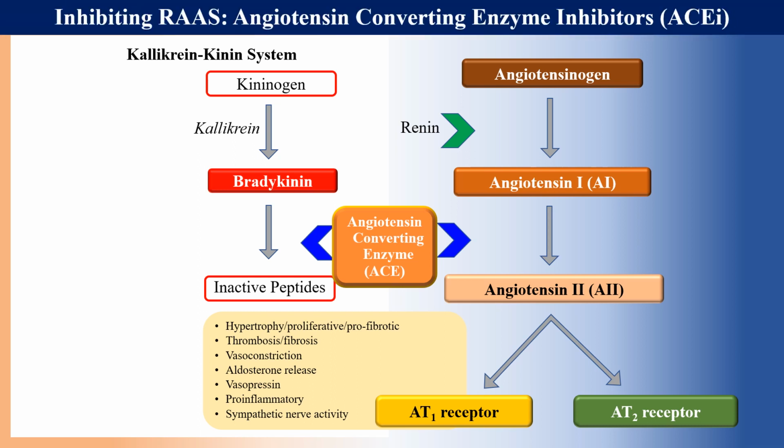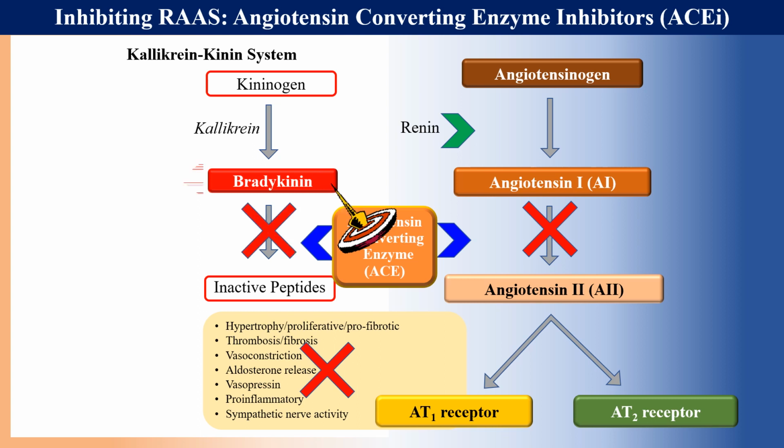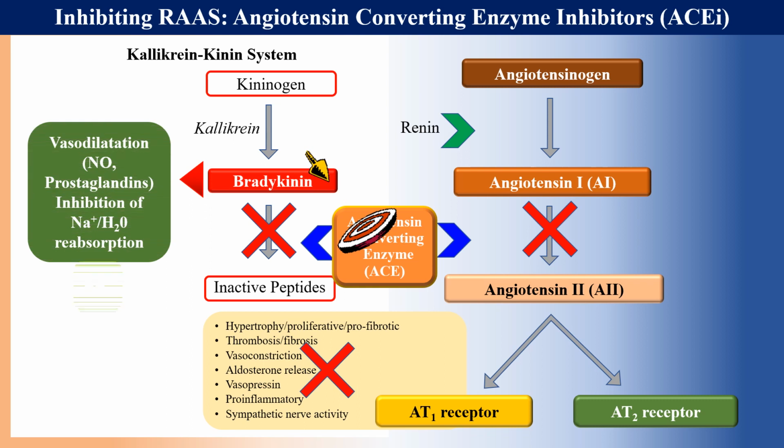Let's see how we can block the overactivated RAS system to inhibit its untoward effects. We can first try to block the angiotensin converting enzyme, ACE. Blocking ACE inhibits the formation of angiotensin II and its downstream untoward effects upon binding to AT1 receptors. Blocking of ACE also inhibits the breakdown of bradykinin, which provides us with these beneficial effects of bradykinin on the cardiovascular system.